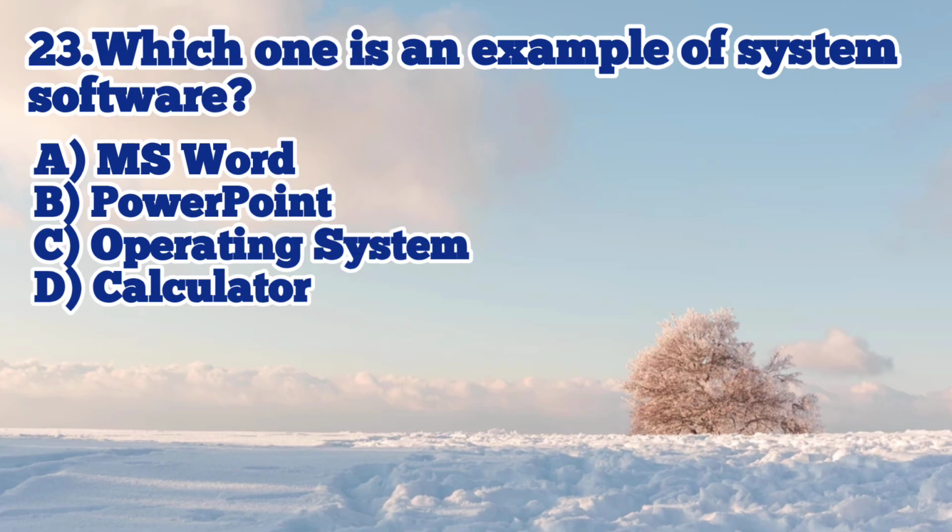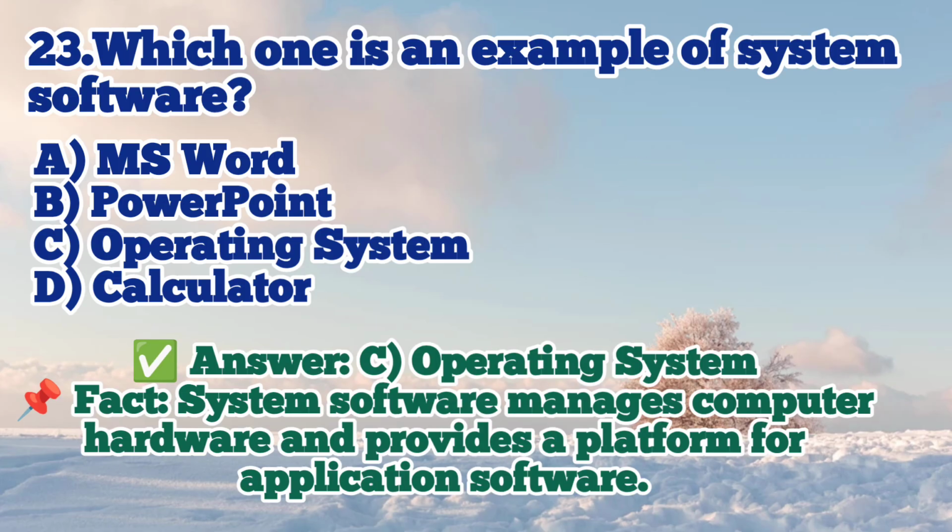Which one is an example of system software? The answer is operating system. System software manages the computer hardware and provides a platform for application software.